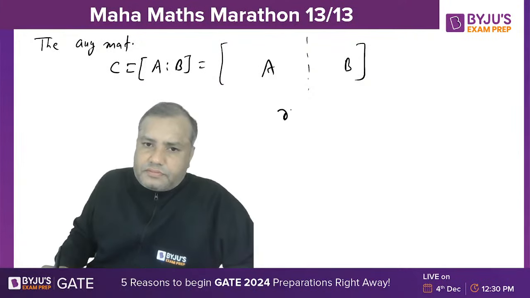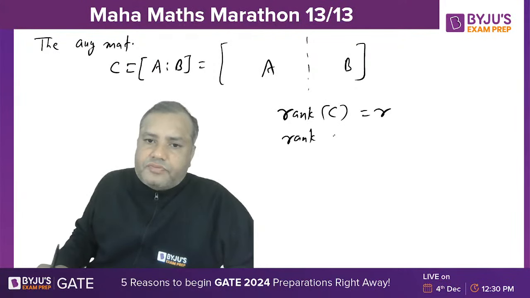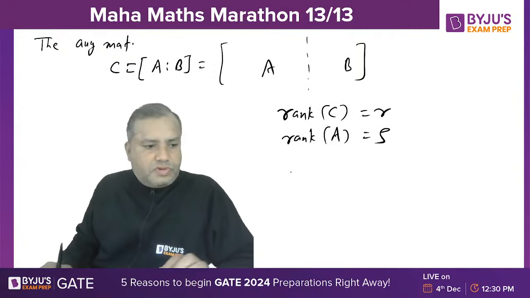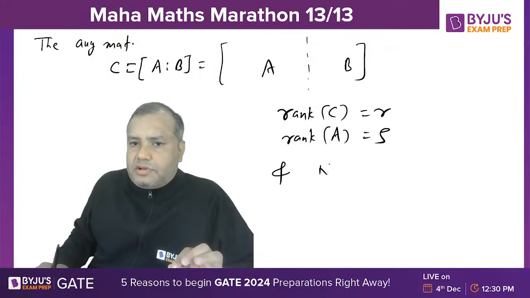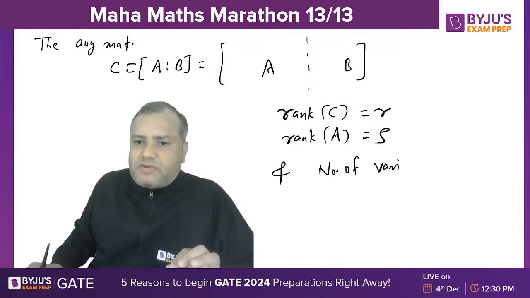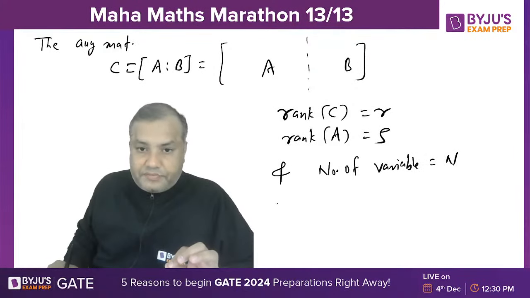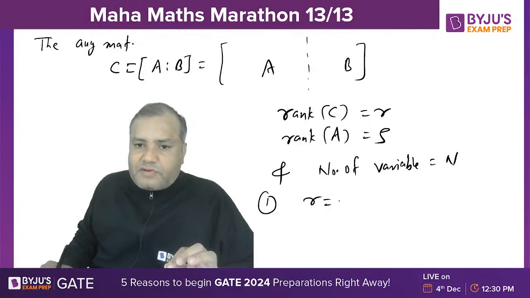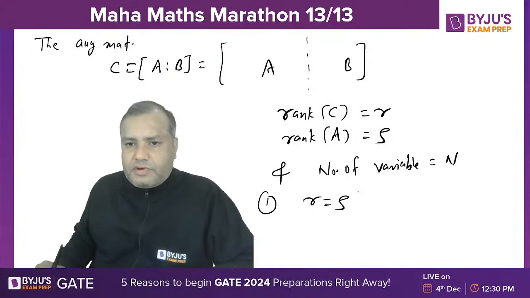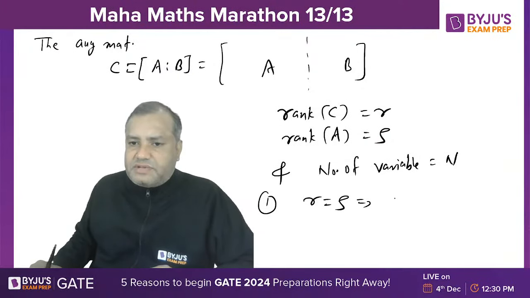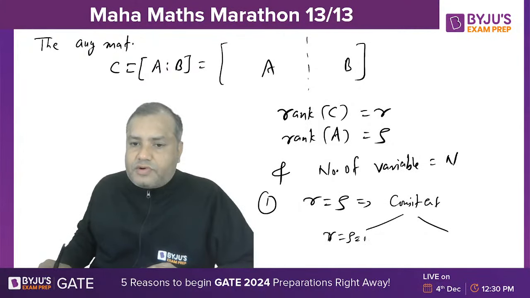If we denote the rank of C by R, the rank of A by rho, and the number of variables, that is x, y, z, whatever, by capital N, then in the first case, when R equal to rho, when the rank of C is equal to the rank of A, we can say that the system is consistent. A consistent system has two possibilities. If R equal to rho equal to N, you will get a unique solution. If R equal to rho less than N, then you will get infinite solutions.